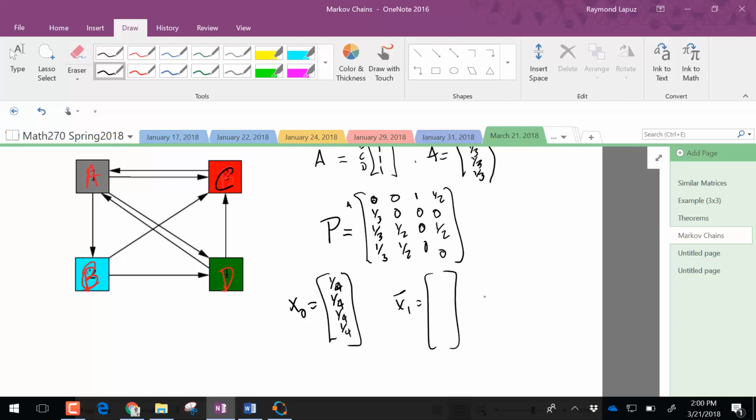The other thing to do is to find the eigenvalues of this matrix, see that one of the eigenvalues is equal to 1, and find the corresponding eigenvector.